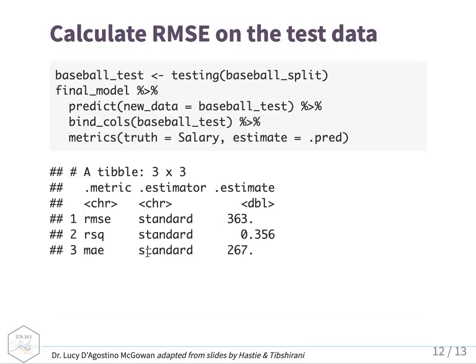And so now I can calculate my root mean squared error on the test data. So I can pull out that testing data from my initial split, and I can predict with my final model using this new test data. I can bind my columns from that test data so that I have both my truth and my predicted value, and I can look at that metric. And it shows me that the root mean squared error in the test is 363.